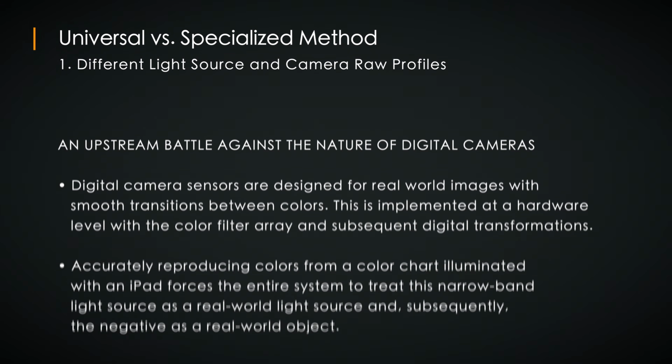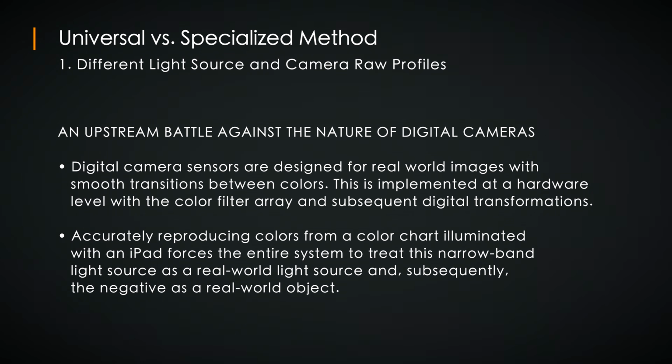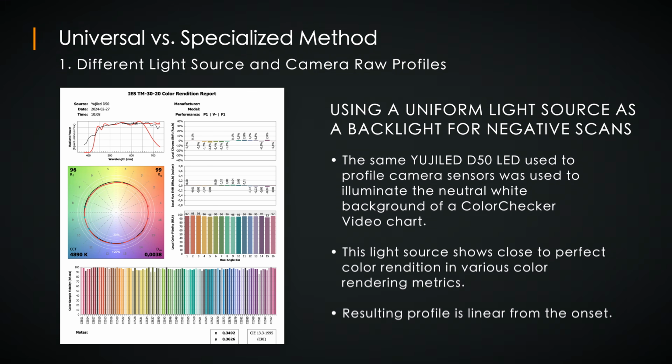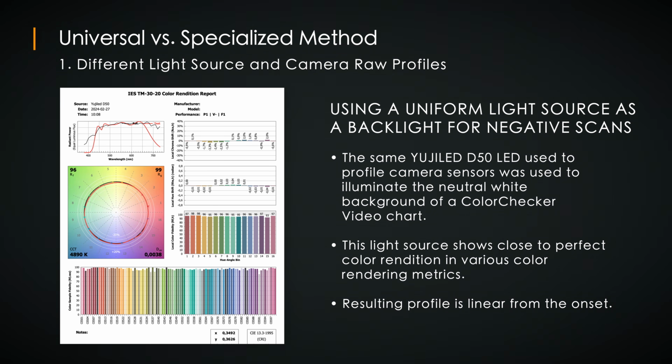As mentioned earlier, DSLR sensors are different from dedicated scanner sensors. DSLRs and RAW processing are designed to represent real-world colors. By calibrating the camera to capture accurate colors from a narrow-band light source, the negative is treated more like a real-world object. So I decided to use a high-quality light source, a good color chart, and a custom linear profile for my camera.